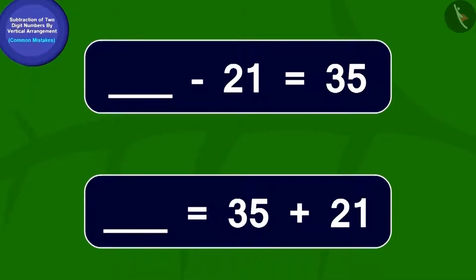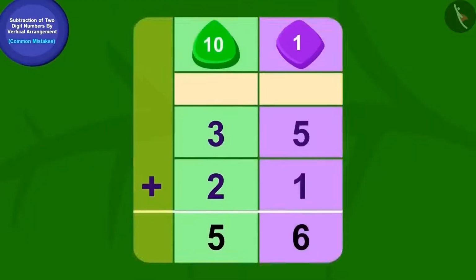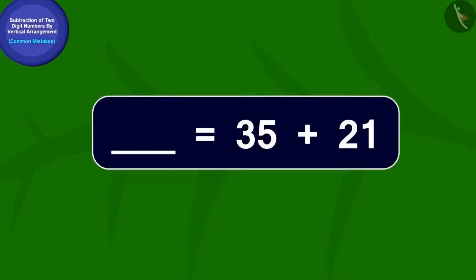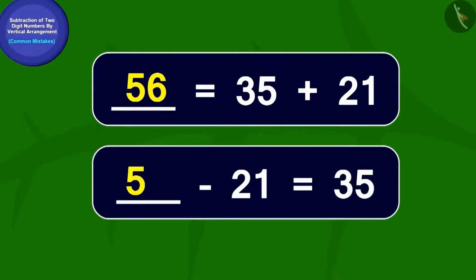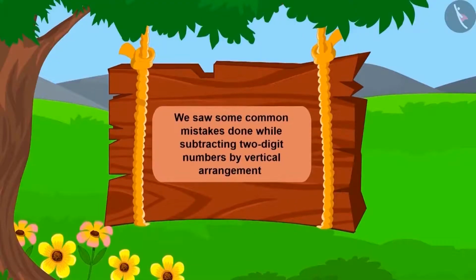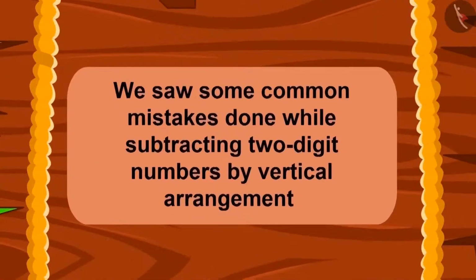Now, can you solve this question on addition? Well done, children. You have solved it correctly. Thus, the number to fill in the blank space is 56. Chanda kept thinking, and Sher Khan wrote the answer to the question correctly just as you did. Sher Khan, who is now 2 points ahead of Chanda, has won the competition. Children, in this lesson, we saw some common mistakes while doing subtraction of 2-digit numbers by vertical arrangement.